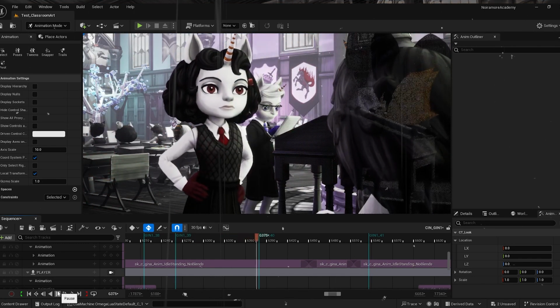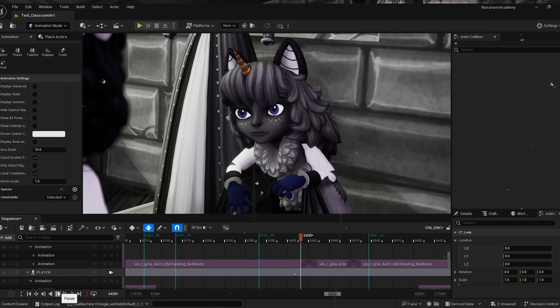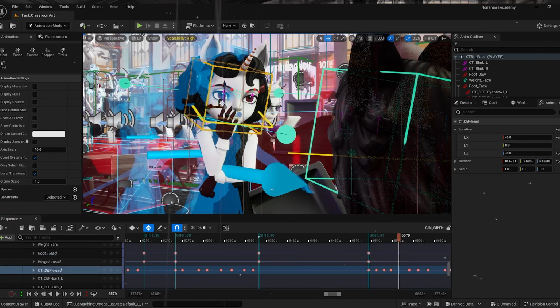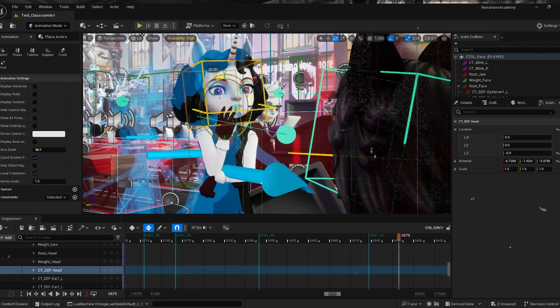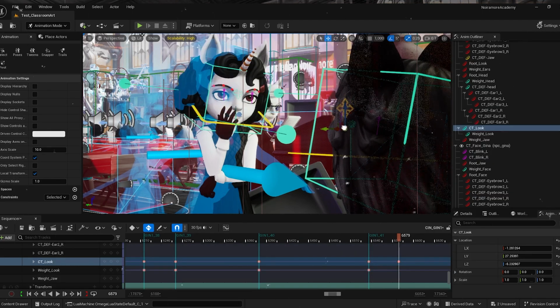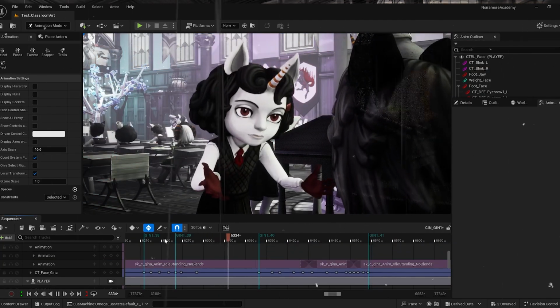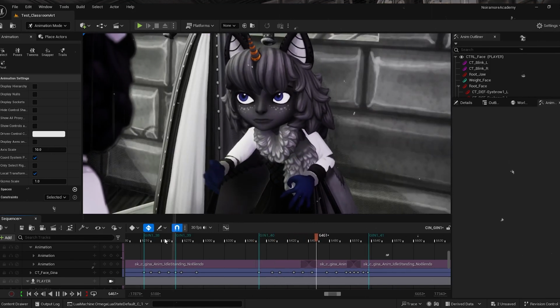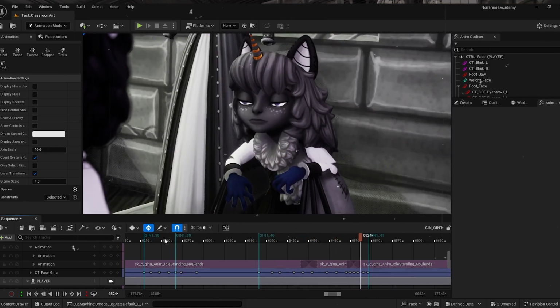So now we've got the body moving, but what about the head? Caius used the control rig features in Unreal to make an in-engine head rig. That way, we can layer on custom animations to the head, such as moving the eyes or bobbing the head along with the specific voice lines. But these blank expressions are really not cutting it. Let's add some facial expressions.